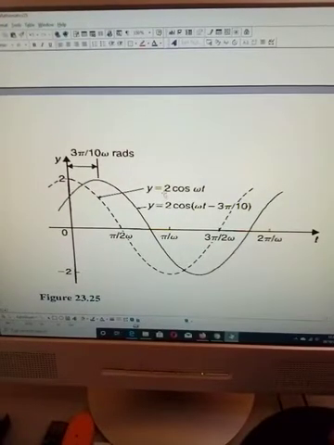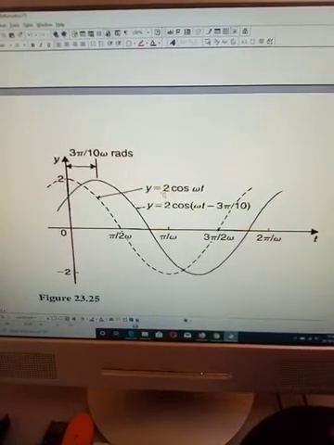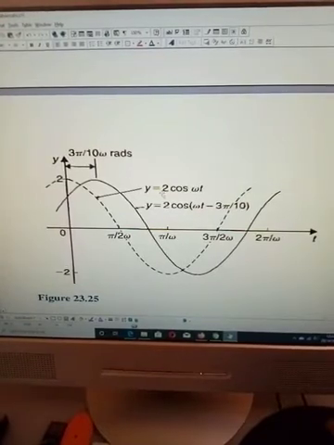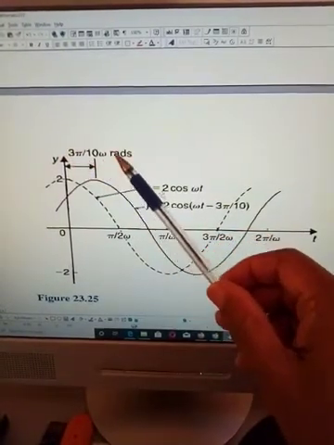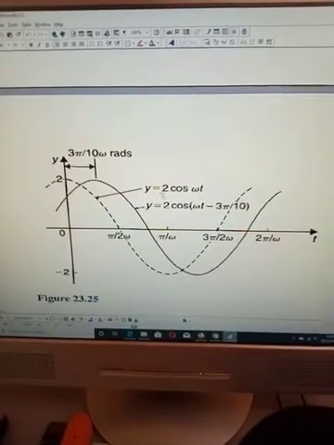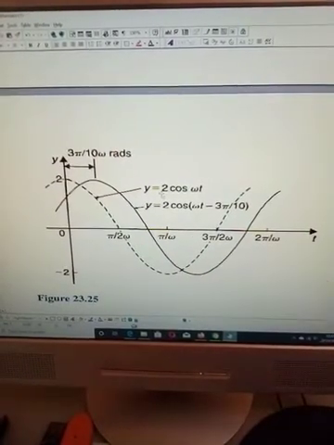And here we are. Okay. Now again, I don't need to be talking through this again, because it is 3 pi over 10 omega rads. Okay. That means radians.